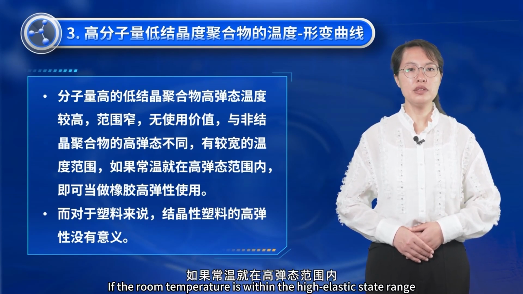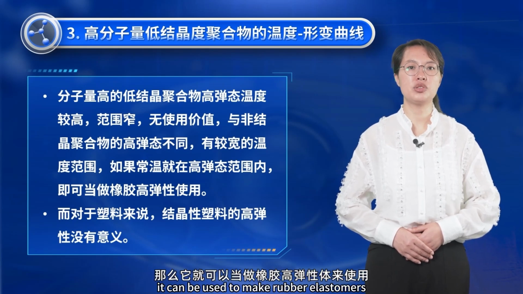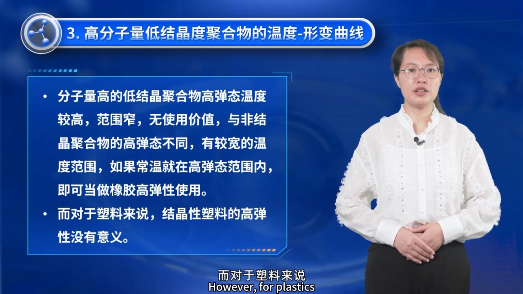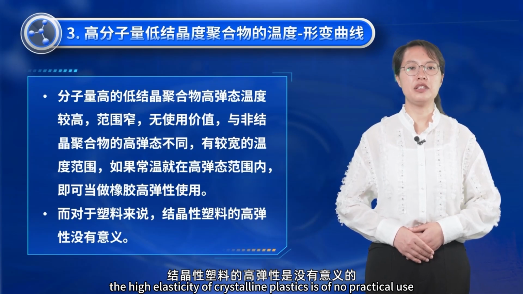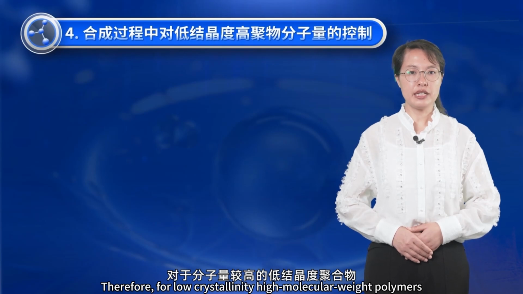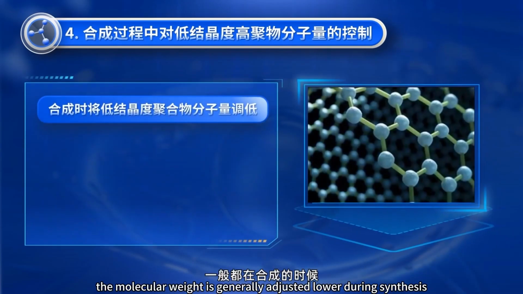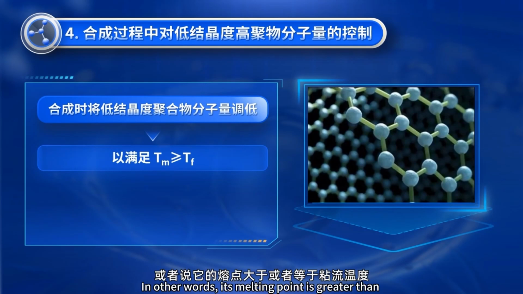If the room temperature is within the high elastic state range, it can be used to make rubber elastomers. However, for plastics, the high elasticity of crystalline plastics is of no practical use. Therefore, for low crystallinity high molecular weight polymers, the molecular weight is generally adjusted lower during synthesis to meet its melting point, so that the melting point coincides with the viscous flow temperature. In other words, its melting point is greater than or equal to the viscous flow temperature.